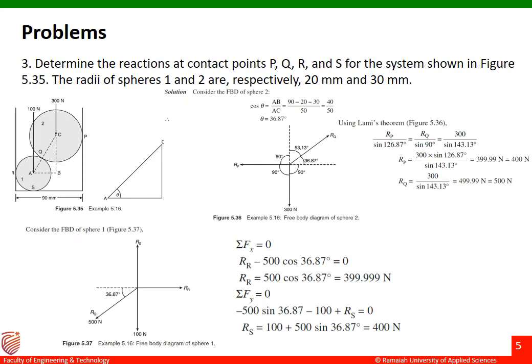Problem number 3. Determine the reactions at contact points P, Q, R and S for the system shown in the figure. The radii of sphere 1 and 2 are respectively 20 mm and 30 mm.